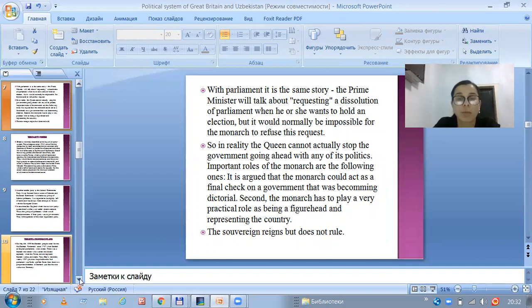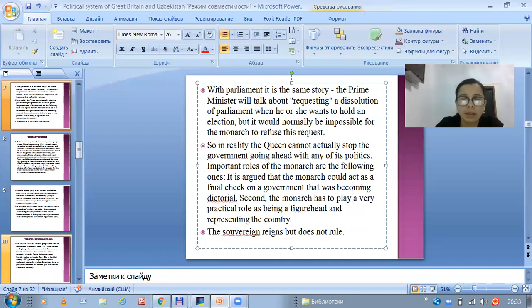Important roles of the monarch are the following ones. First, it's argued that the monarch could act as a final check on a government that was becoming dictatorial. Second, the monarch has to play a very practical role as being a figurehead and representing the country. The sovereign, the Queen, reigns, but doesn't rule.